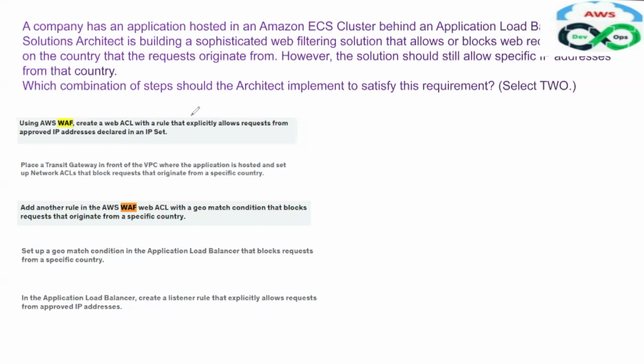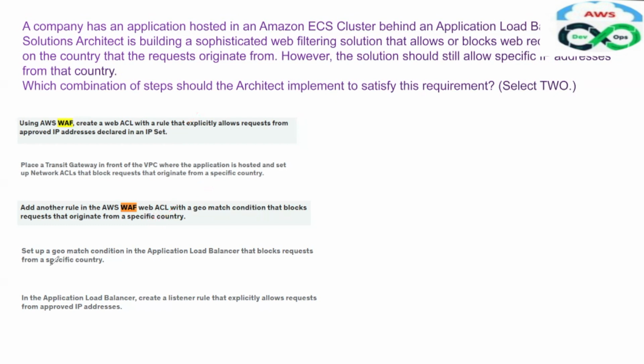So yeah, basically, if you see the answers here, using WAF, create a web ACL with a rule that explicitly allows requests from the approved IP addresses declared in the IP set. Yes, this can be one correct answer. Then add another rule in the web ACL with a geo match condition that blocks the requests originating from a specific country. Yeah, we saw that option, right?